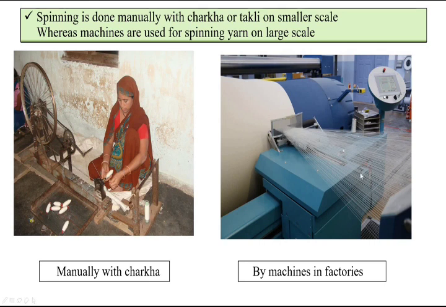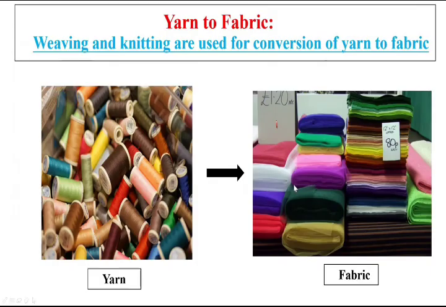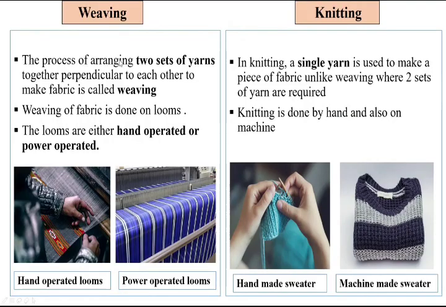But if it is on a large scale in a factory, you can use a spinning machine. This is a spinning machine. And yarn to fabric: how to make fabric from this yarn? Weaving and knitting are used for the conversion of yarn to fabric. What is weaving? The process of arranging two sets of yarns perpendicular to each other to make a fabric is called weaving. Weaving of fabric is done on looms. This is the loom. The looms are either hand operated or power operated.